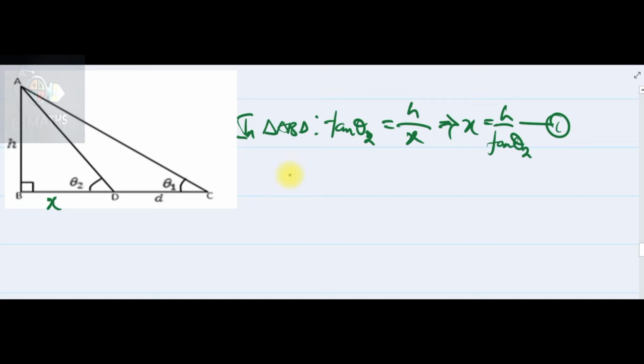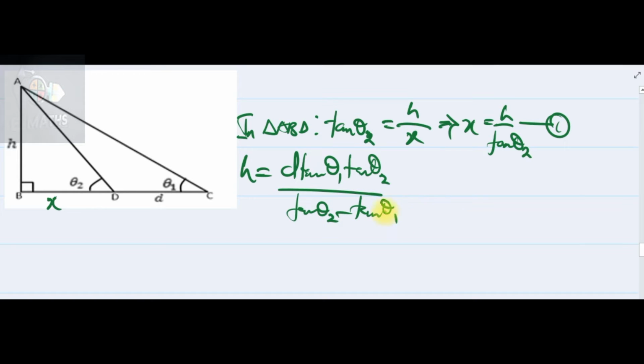If you could remember our h, we've gotten two formulas. h is d tan theta 1 tan theta 2 over tan theta 2 minus tan theta 1. So if you remember from this now, x is this value.